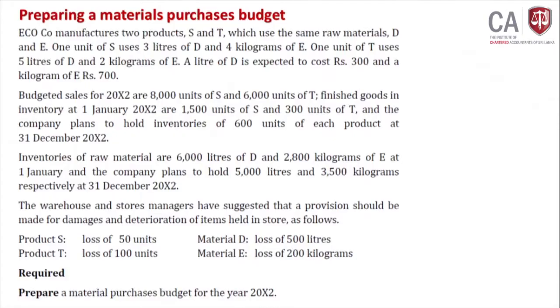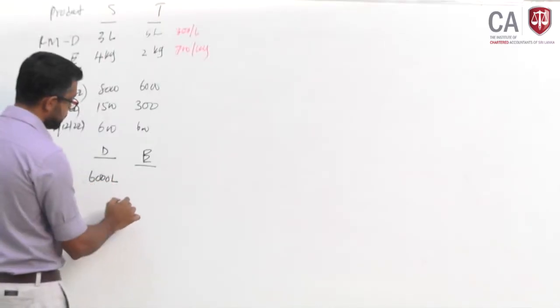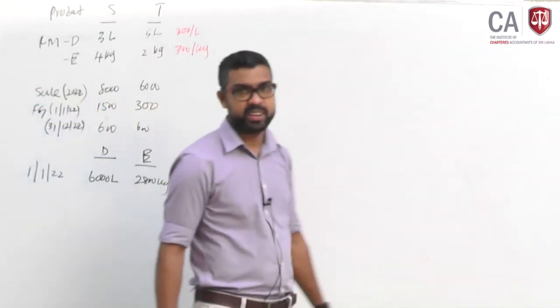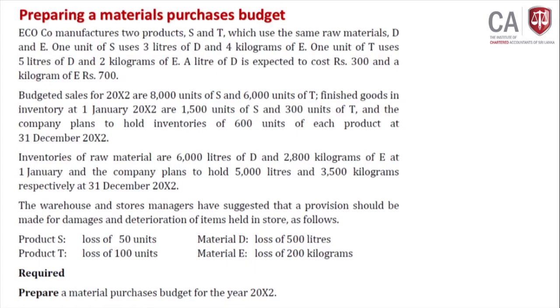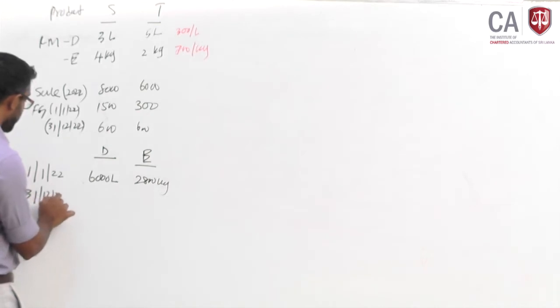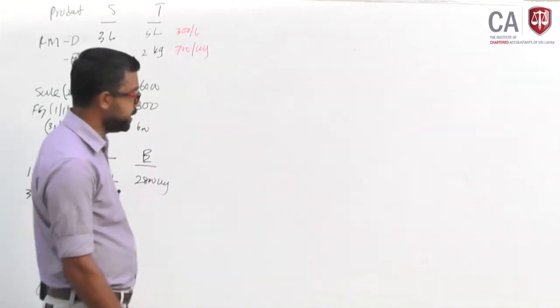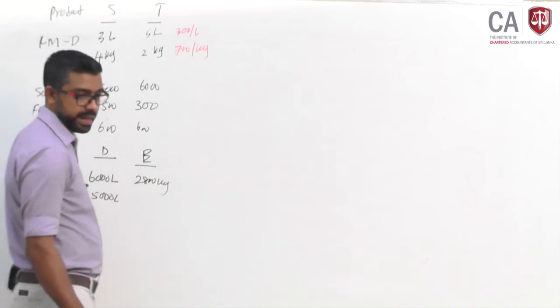Inventories of raw material are 6,000 liters of D and 2,800 kilograms of E at January 1st 2022. So D and E raw material opening is 6,000 liters and 2,800 kg. The company has planned to hold 5,000 liters and 3,500 kilograms respectively at the end of the financial year, 31st December.